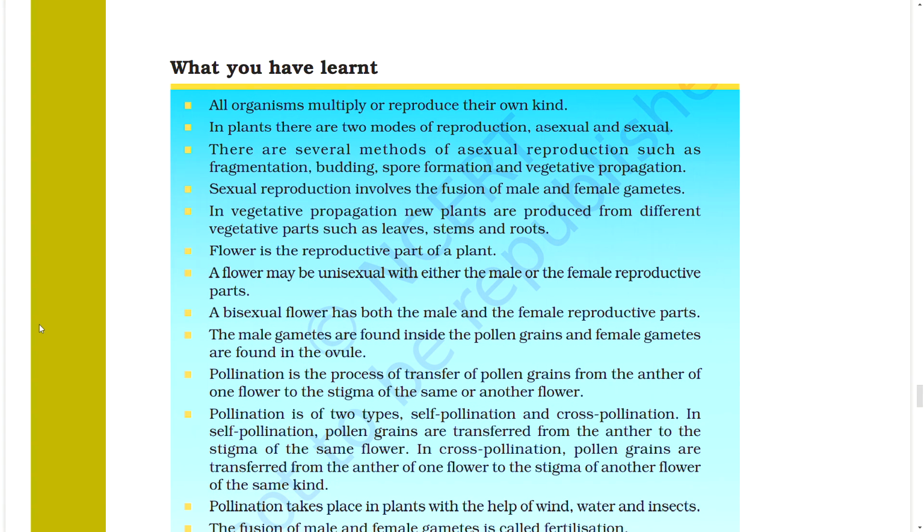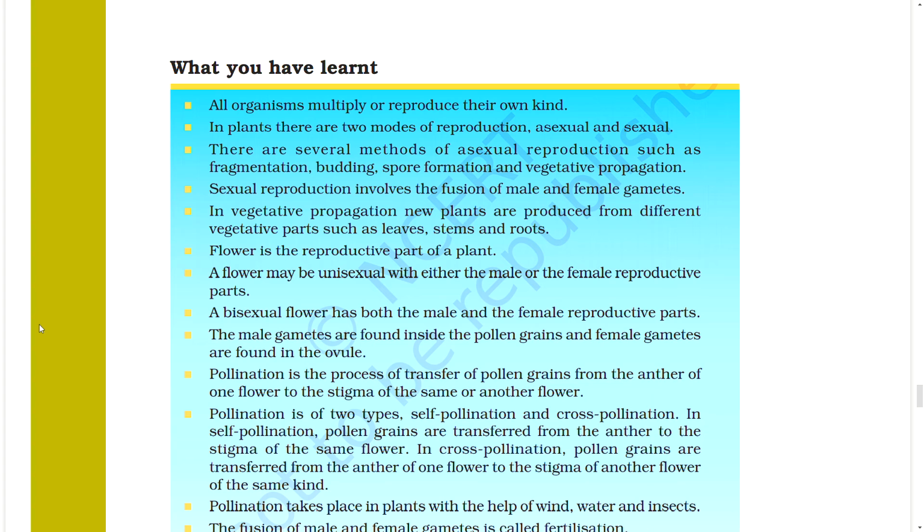What you have learnt. All organisms multiply or reproduce their own kind. In plants, there are two modes of reproduction, asexual and sexual. There are several methods of asexual reproduction such as fragmentation, budding, spore formation, and vegetative propagation. Sexual reproduction involves the fusion of male and female gametes. In vegetative propagation, new plants are produced from different vegetative parts such as leaves, stems, and roots.